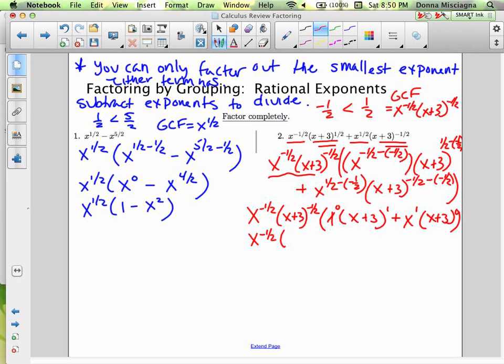Let's just simplify that. So x to the negative 1/2, x plus 3 to the negative 1/2, and x to the 0 is 1, so I don't need that coefficient. I don't need an exponent of 1. x plus 3, and then plus x, and anything to the 0 power is 1, and 1 times x is still x. So combine our like terms, x to the negative 1/2 times x plus 3 to the negative 1/2 times 2x plus 3.